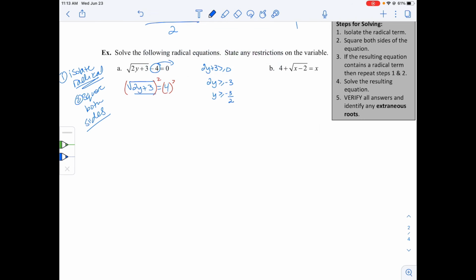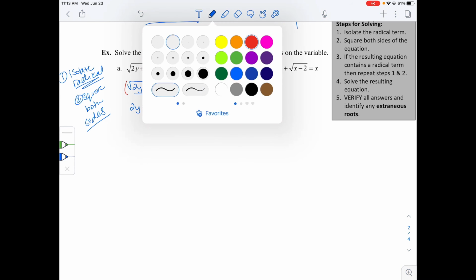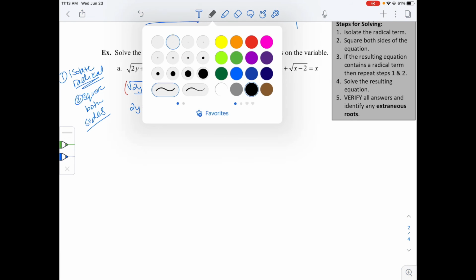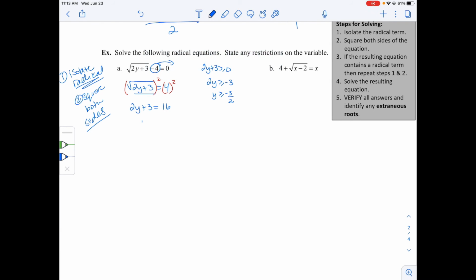Now that we've isolated the radical and identified the restriction, we're going to square both sides. On our left-hand side, we get 2y plus 3, and on our right-hand side, we get 16. So we now have a simple 2y equals 13. Divide both sides by 2, so y is 6.5.